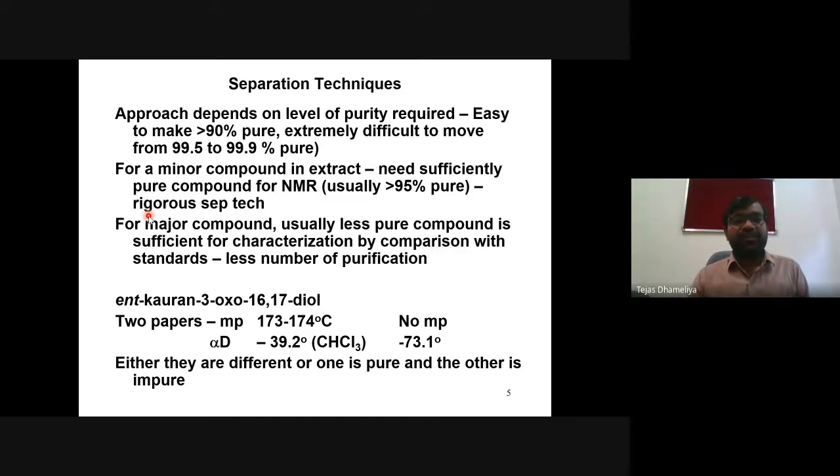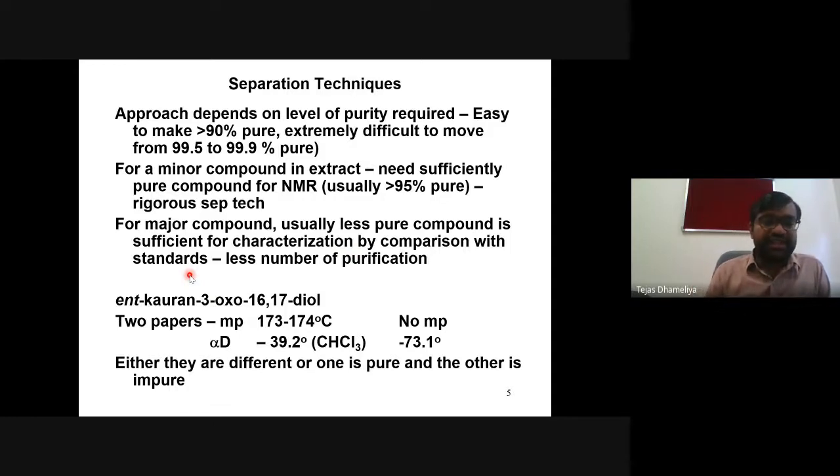Okay. So it is suggested that the approach level depends upon the purity of the compound required. For example, if you want to submit your compound for NMR, nuclear magnetic resonance spectroscopy, your compound should be more than 95% pure. But that is mainly for a minor compound in the extract. For a major compound, usually a pure compound is sufficient for characterization by comparison with the standards. That is fewer purification steps.